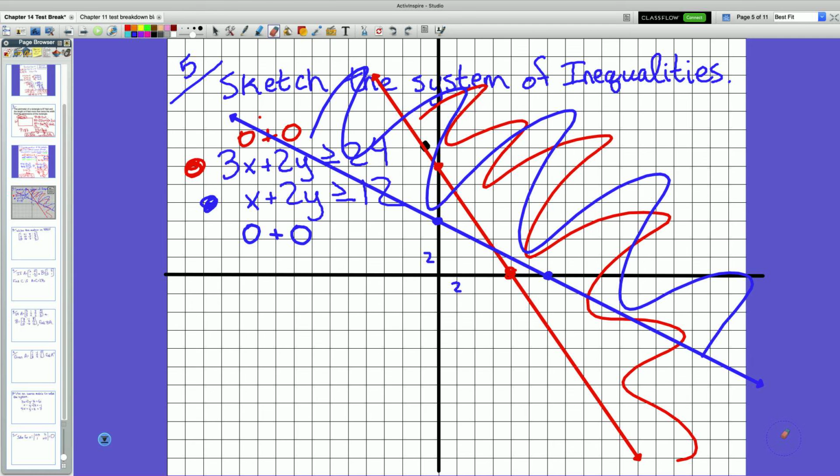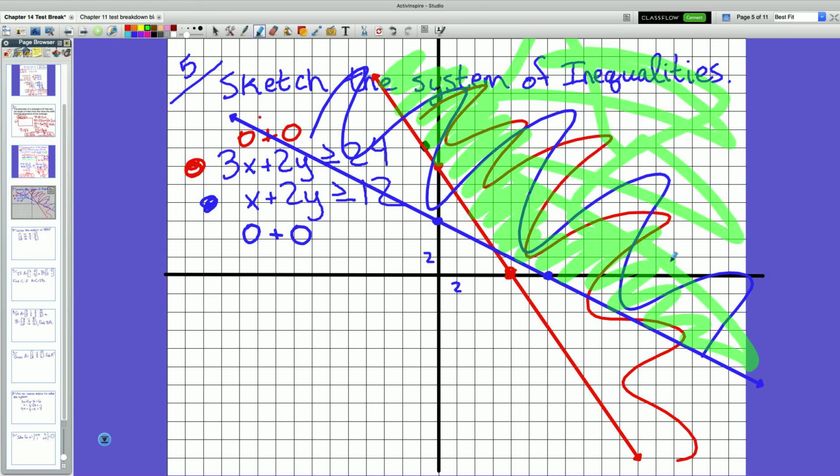So then you've got to ask yourself, where is my solution set? And on your test, you just need to make sure that it's super obvious for me. So it would follow the red line, and then it would follow the blue line, and anything above that. Okay? Questions? Hopefully not. Like I said, this is a mental break for you on your test. All right. Let's look at number 6.